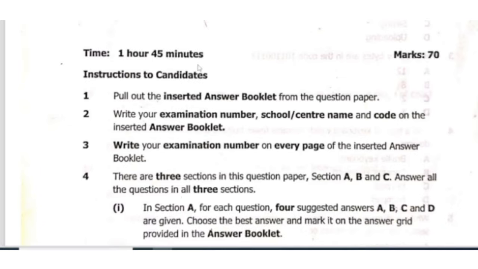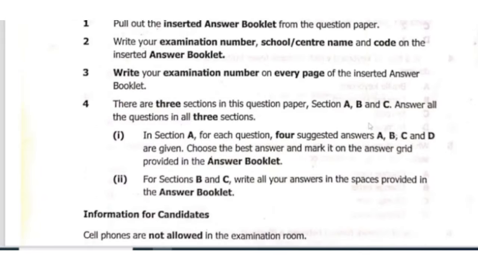Number 2: write your examination number, school or center name, and school or center code. The school or center code you'll be provided with by the school, more especially by the careers masters section. The careers office will try to assist you with the details, so you do that. As you can see, there is no place where you're supposed to write your name, so don't write your name on any of the papers. What is important is the examination number, the name of the school or center you're writing from, and the school or center code.